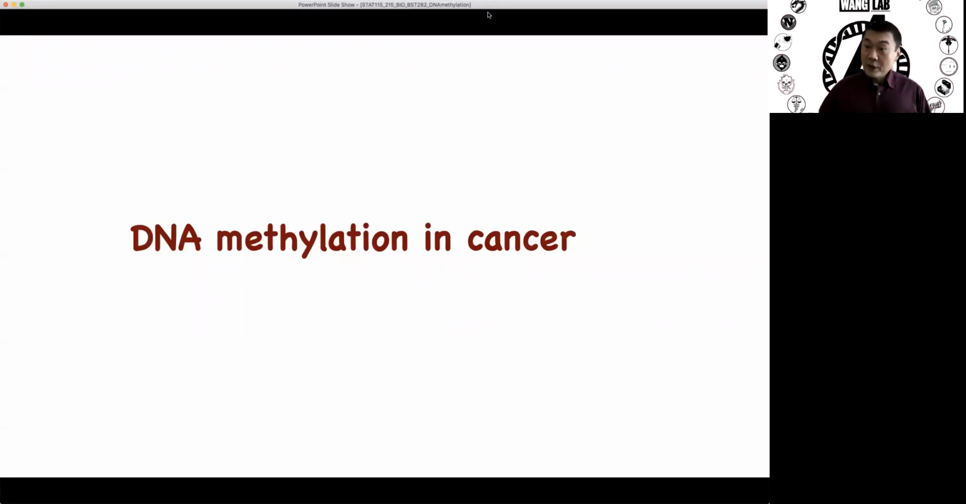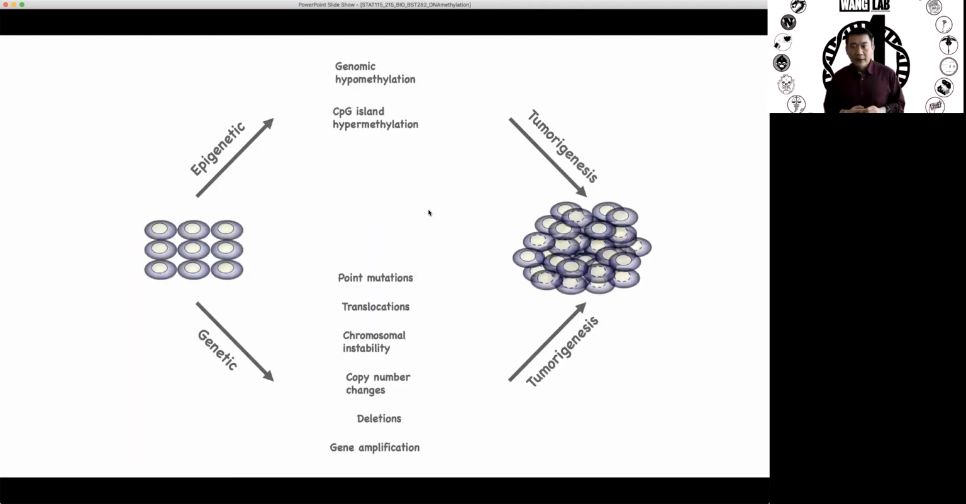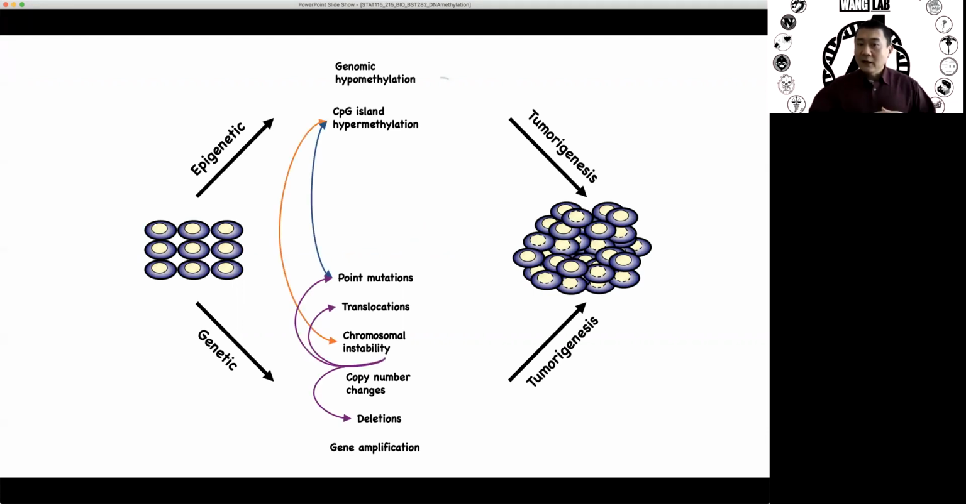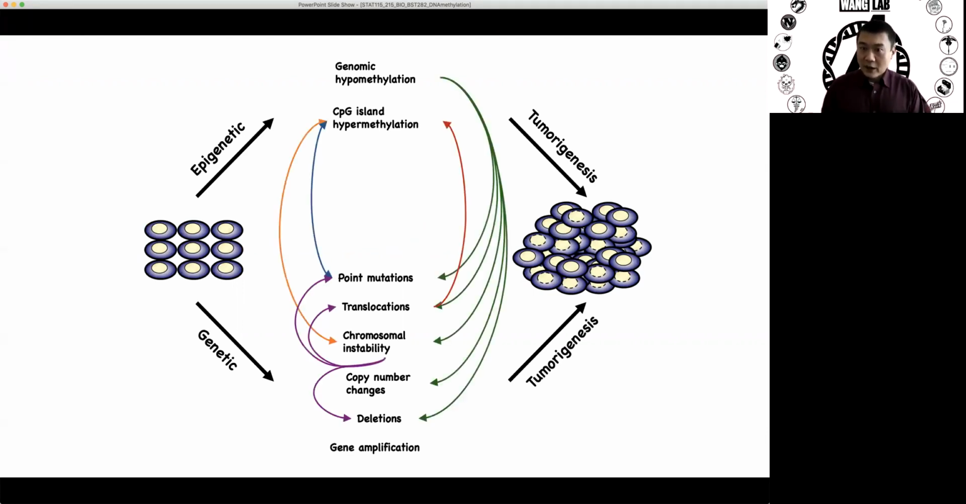Okay, so we just went over the normal function and pattern of DNA methylation. Let's look at how DNA methylation behaves in diseases. We use cancer as an example. Okay, so cancer is a genetic and an epigenetic disease, right? So we all know it's the genetic part, but it's also an epigenetic disease. And there is a ton of crosstalk between these two types of mechanisms, right?